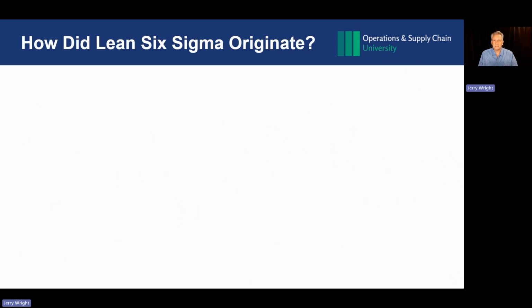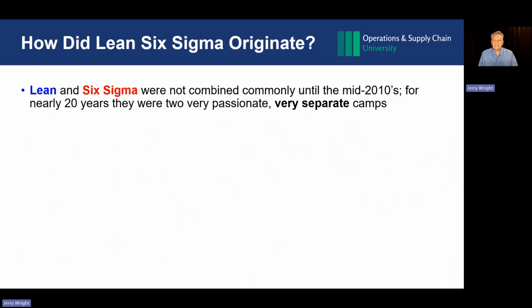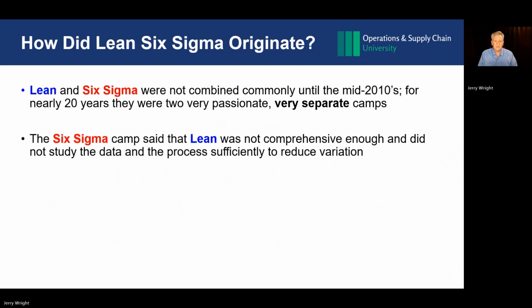So how did Lean Six Sigma originate? Lean and Six Sigma were not combined until the mid-2010s. For nearly 20 years, they were two very passionate but very separate camps. The Six Sigma camp said Lean was not comprehensive enough and did not study the data and the process sufficiently to reduce variation.